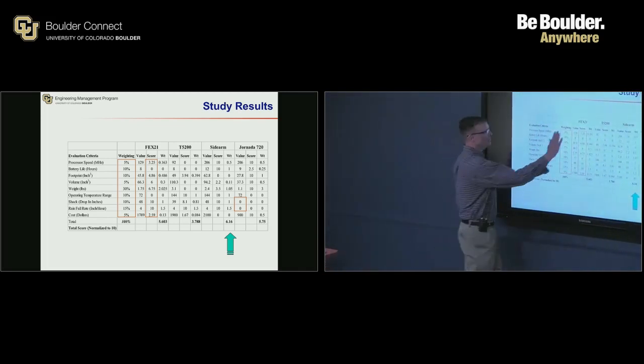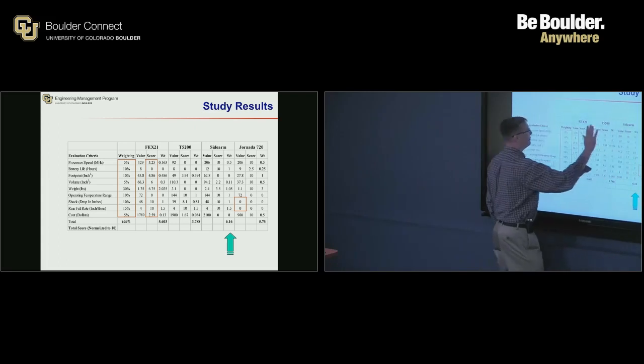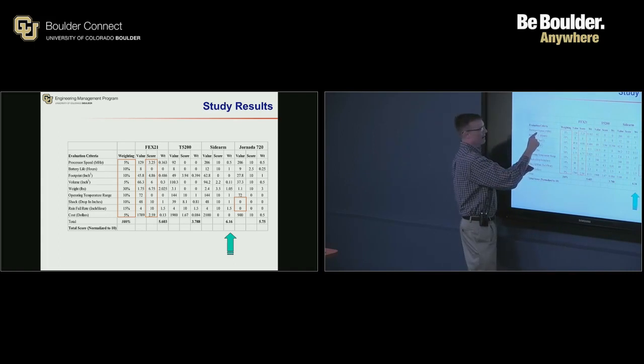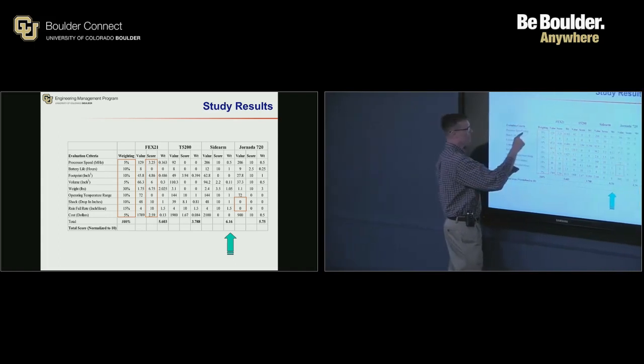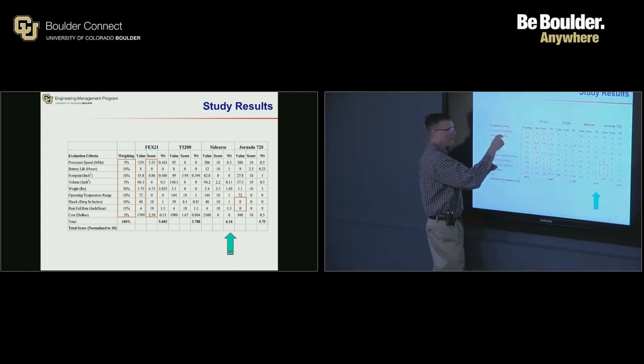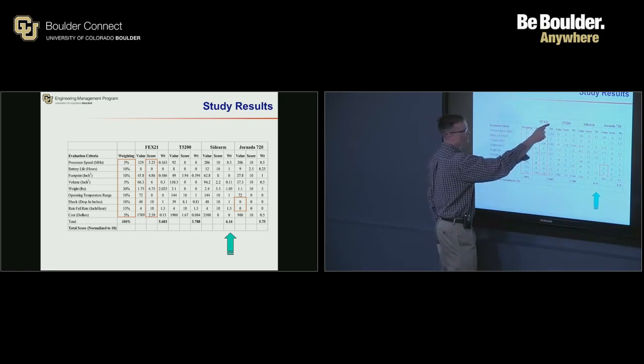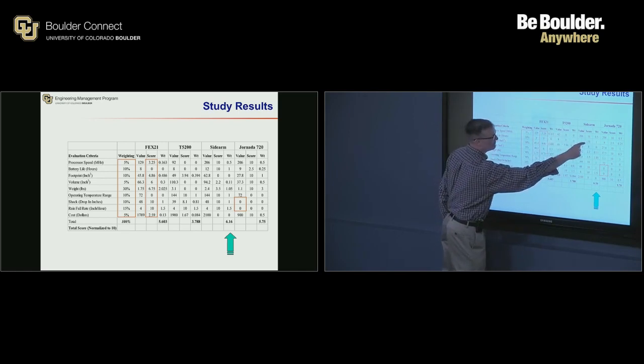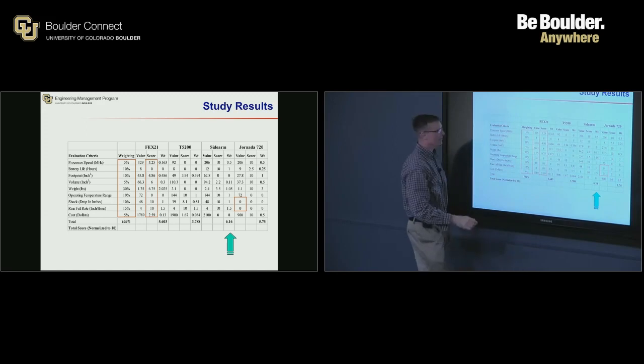All right. And then we have each of our candidates listed up here, and then we have given them the book value. So processor speed is measured in megahertz. For this FEX21, it's got 129 megahertz. This one's got a 92, this one's got a 206, and this one's got a 206, right?